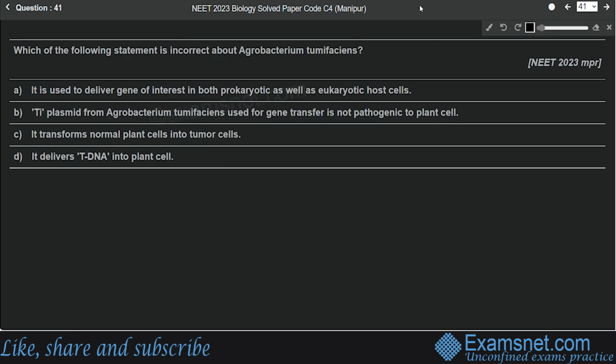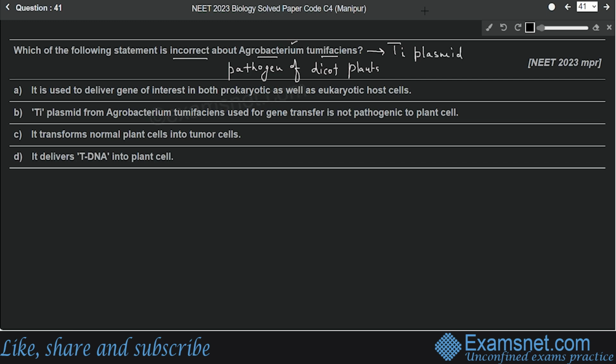Question number 41 is from the chapter Biotechnology Principles and Processes, and the question is, which of the following statement is incorrect about Agrobacterium tumefaciens? So what is Agrobacterium tumefaciens? It is a type of bacterium that acts as a pathogen of several dicot plants. Okay, so it is a pathogen of dicot plants. Now this bacterium has tumor-inducing plasmid DNA, that is known as Ti plasmid. Okay, that means tumor-inducing plasmid.